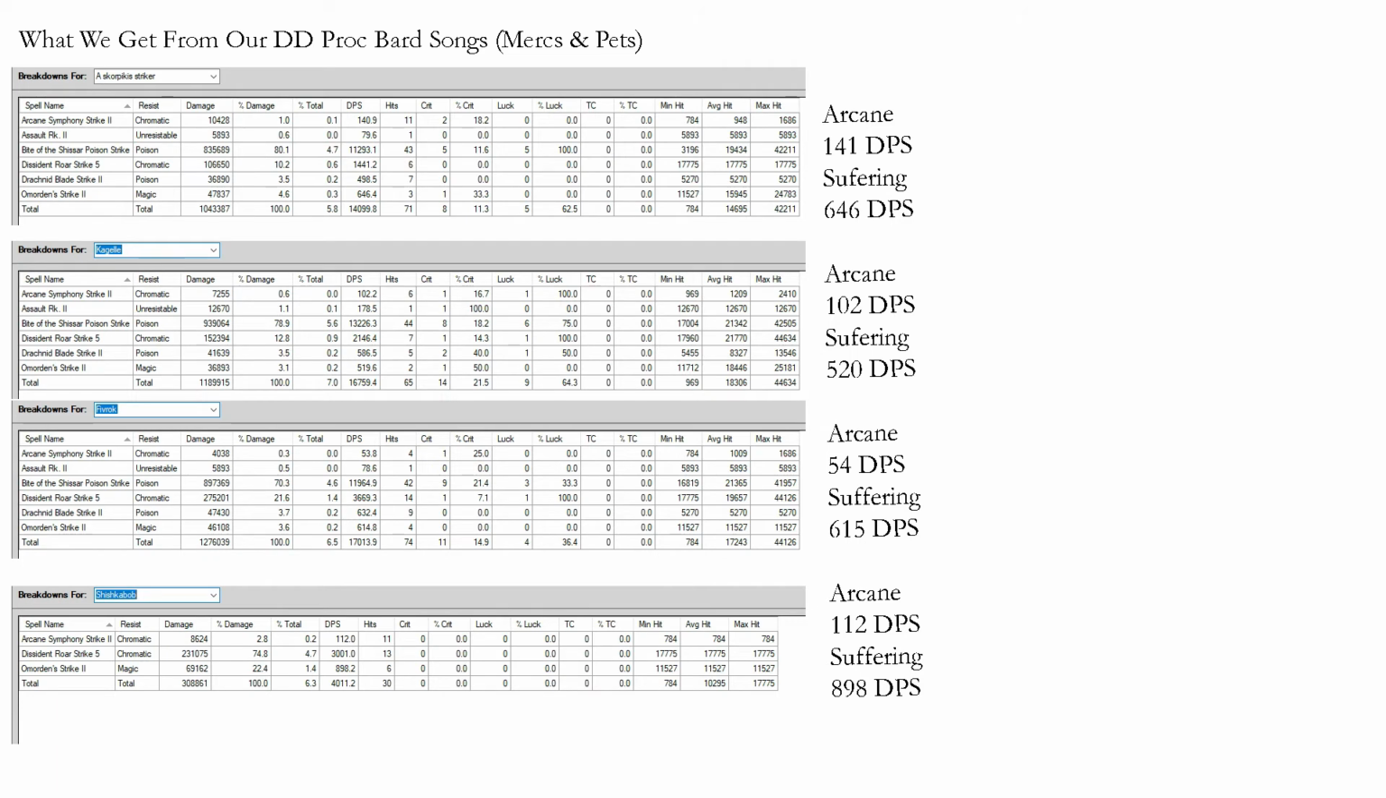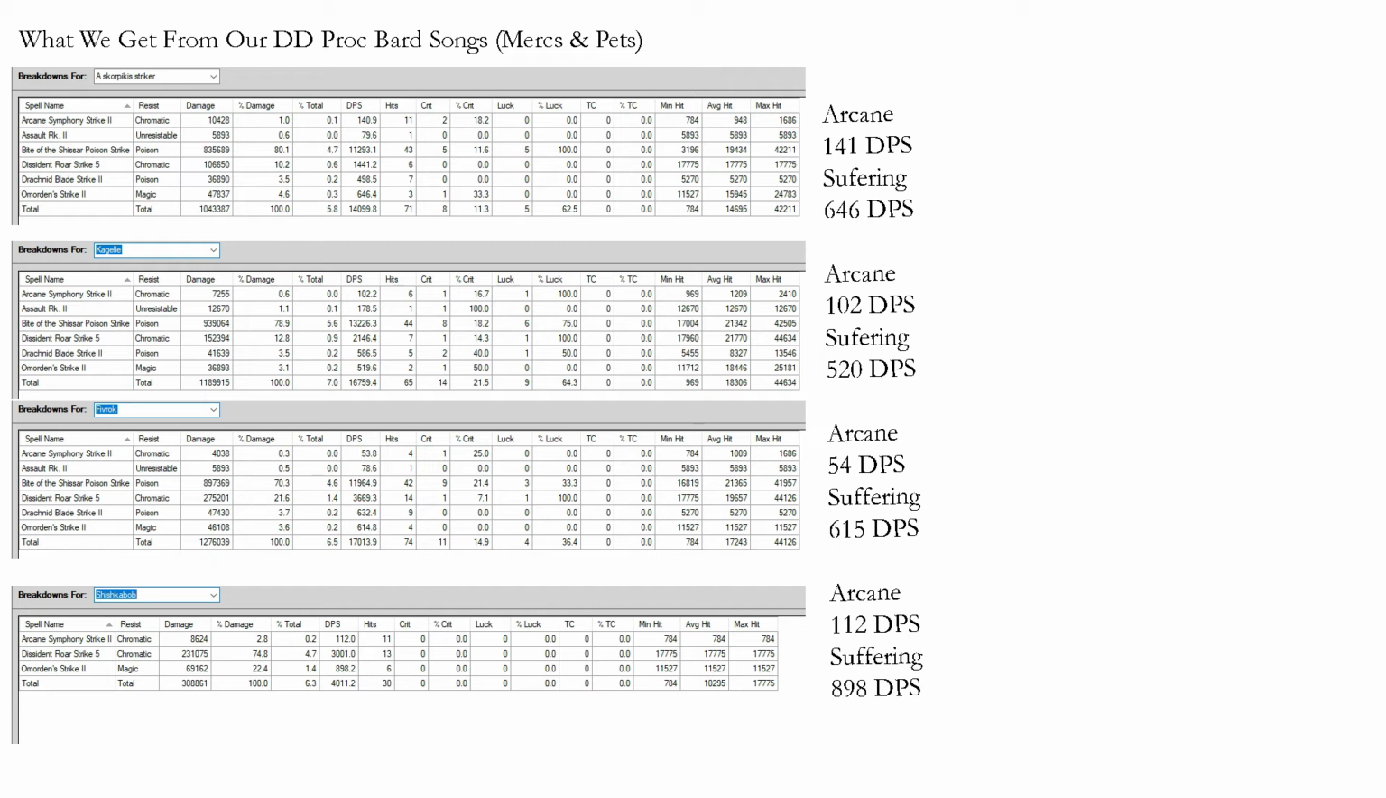So now we're going to look at how these songs impact our mercenary, rogues, and pets. And the answer is the DPS is shockingly low. For Arcane Symphony, we're talking a high of 141 DPS to a low of 54 DPS. And for Omorden Suffering, it's a low of 520 to a high of 898.